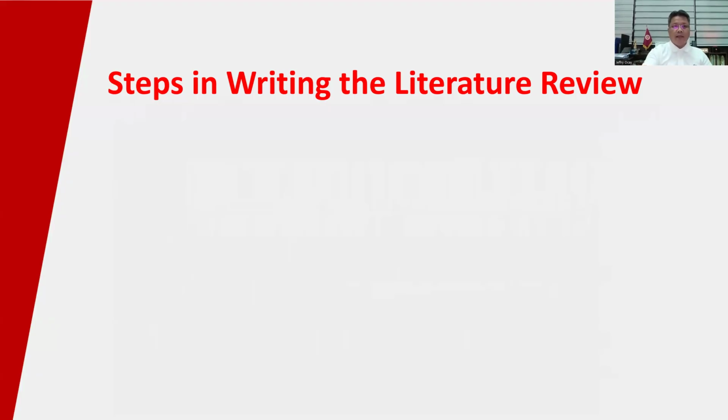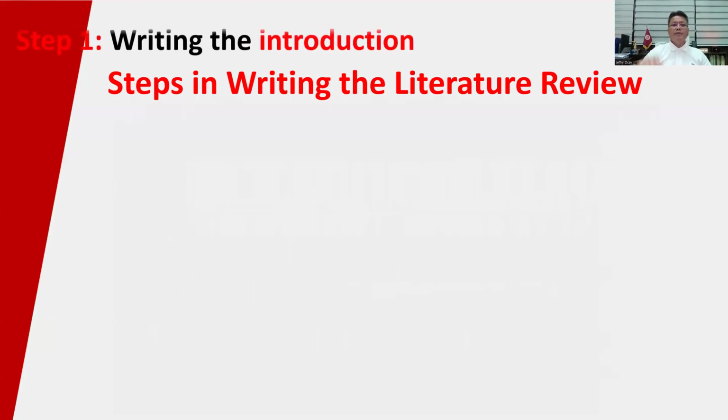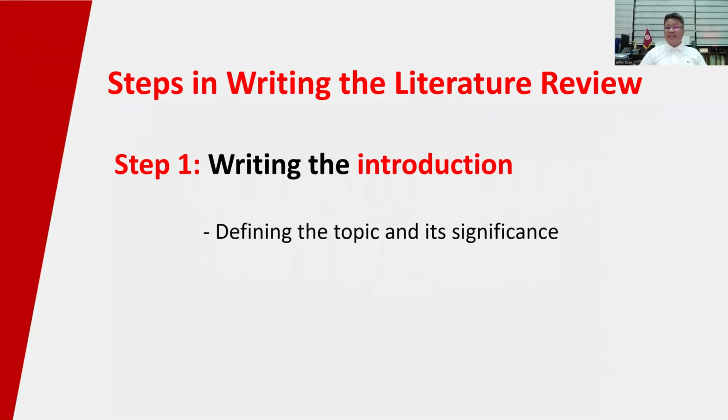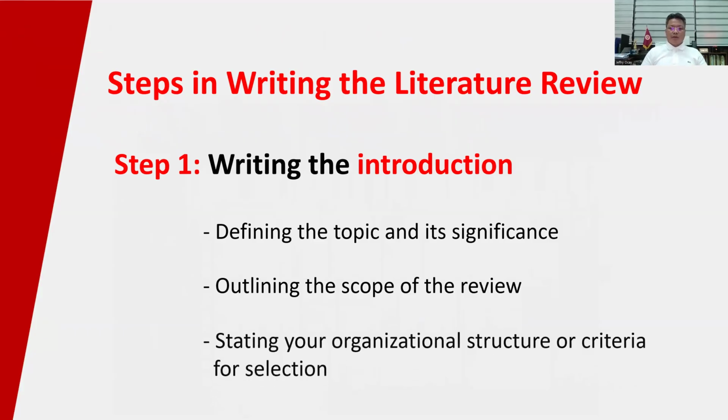Okay, so on the steps in writing the lit review, step 1, writing the introduction. Just like writing the background of the study, writing the literature review still follows the same structure. You have the head, the body, and the tail. You have the introduction, the body, and the conclusion. So step 1 in writing the literature review is writing the introduction. This involves defining the topic and its significance, outlining the scope of the review, and stating your organizational structure or criteria for selection.